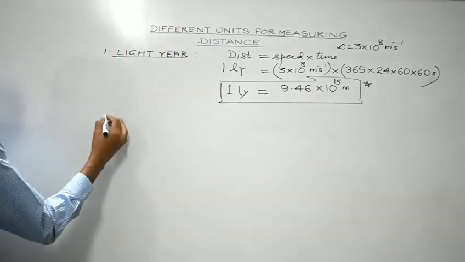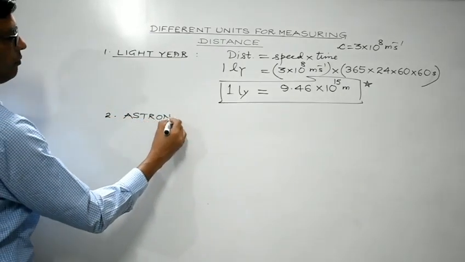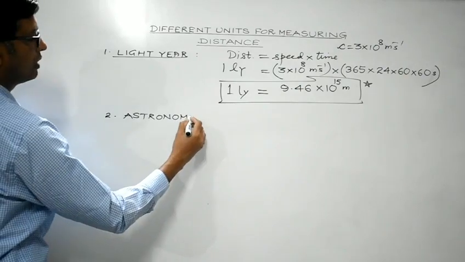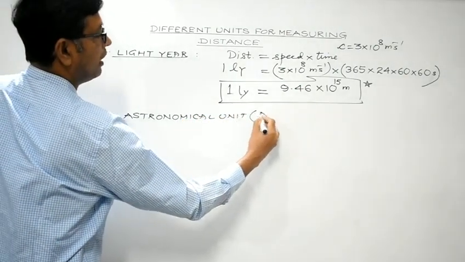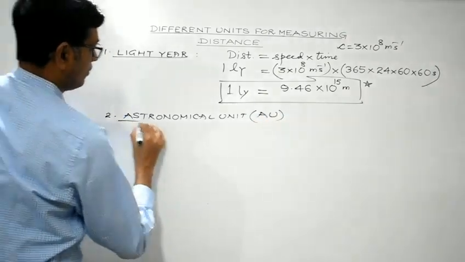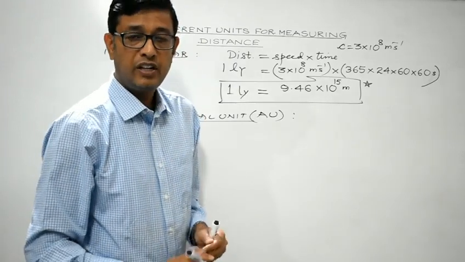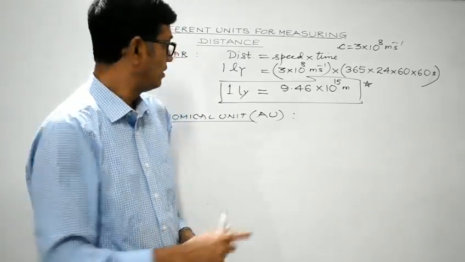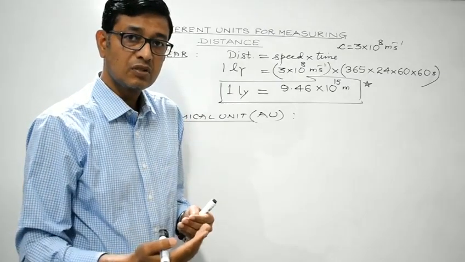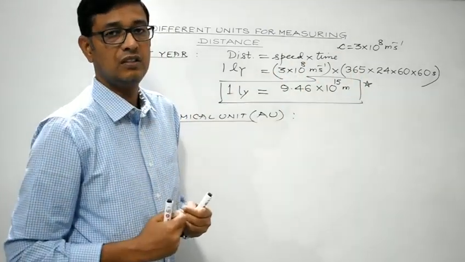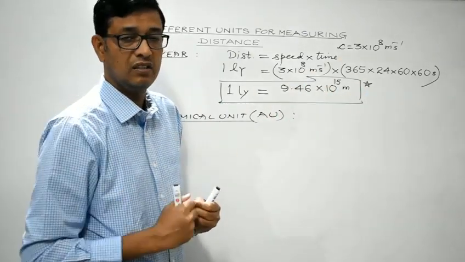We'll discuss the second one. So it is astronomical unit. It is represented by AU. It is another large unit for measuring distances. Actually, astronomical unit is the mean distance of the sun from the earth. It is the mean distance of the sun from the earth, right?